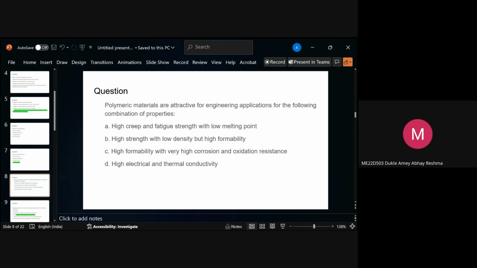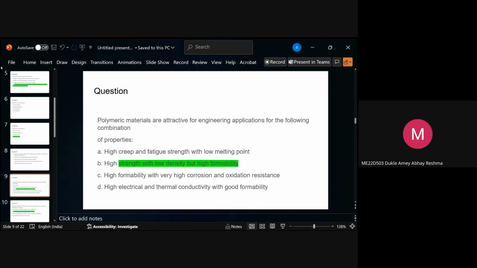So what is creep? At high temperature, a constant load is applied, and we check how much time the failure takes. And in fatigue, you apply cyclic loading. In both cases, it's not that polymers have good creep and fatigue properties. The second option is high strength with low density and high formability. That is the case. Basically, metals have high strength at low temperature and also have good formability.